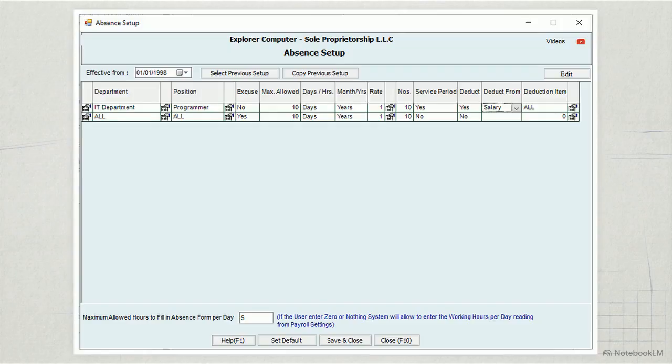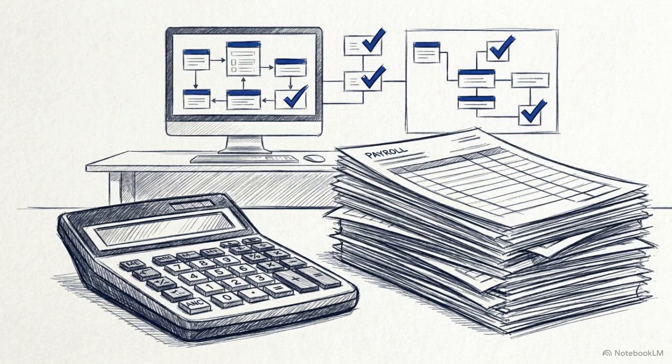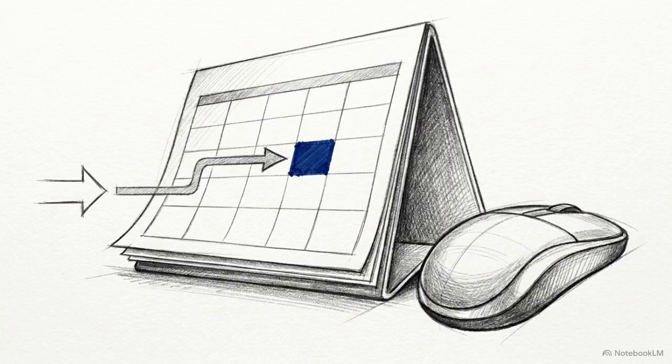This is the Absence Setup window. We will map out these rules by working logically from left to right across the main interface. By properly configuring this single screen, you eliminate the need for manual HR recalculations and prevent costly systemic payroll discrepancies. Let's begin by establishing exactly when these new rules take effect.